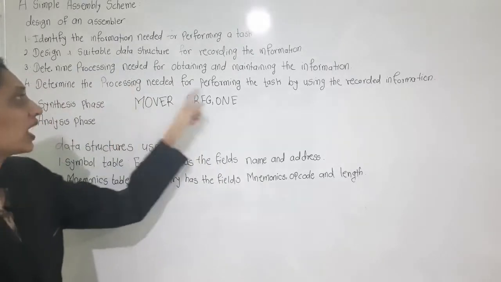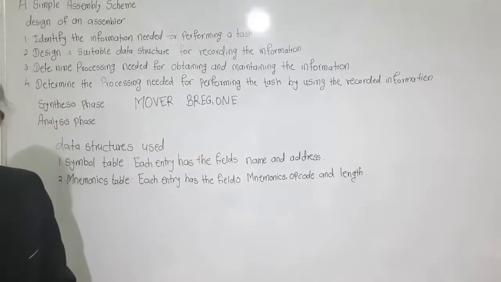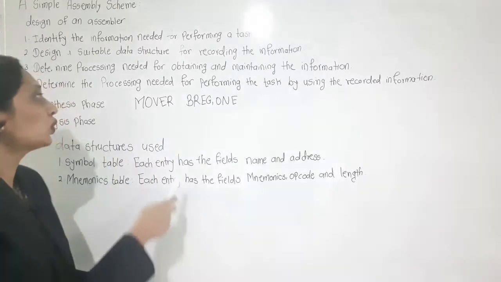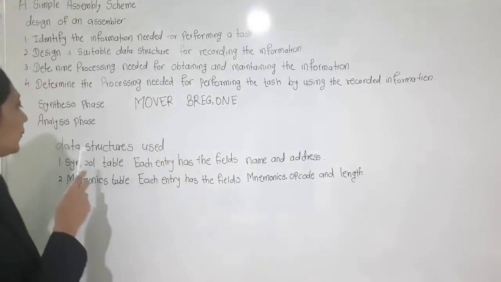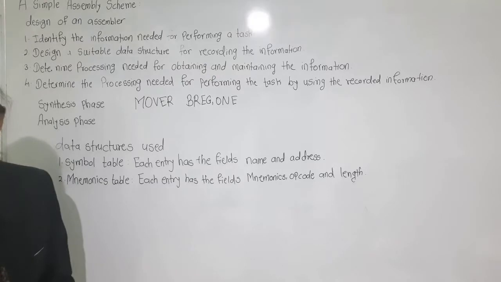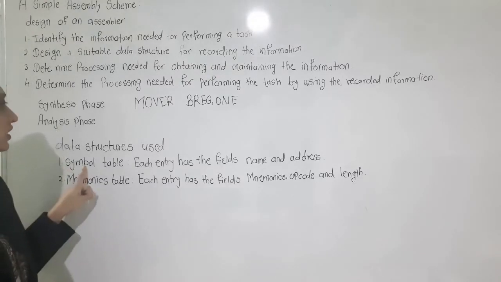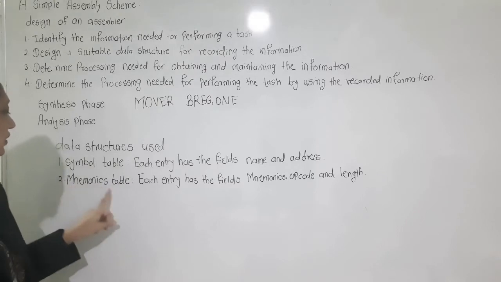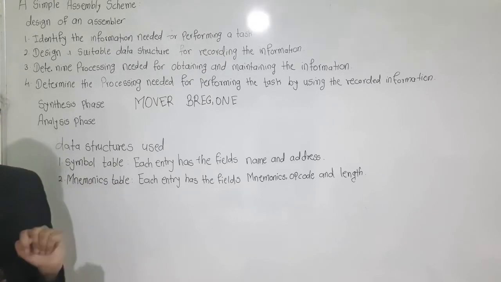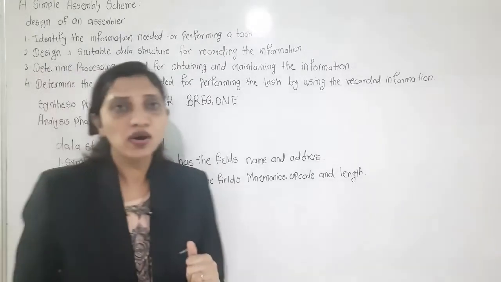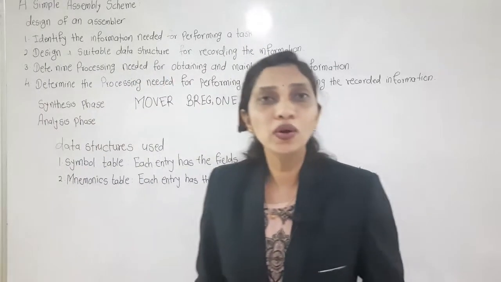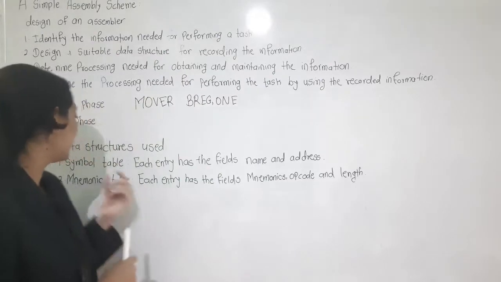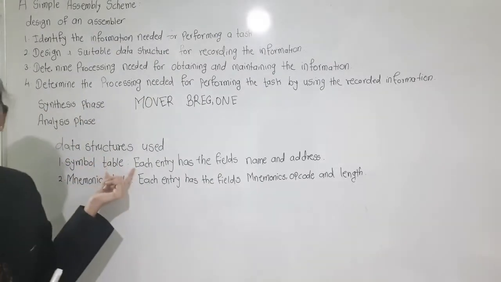So which type of data structure is required to store this information? To store this information, 2 types of data structure are used. The first data structure is your symbol table and the second data structure is your mnemonic table. So what is meant by symbol table? Also what is meant by mnemonic table? Who constructs these tables? That we learn here.